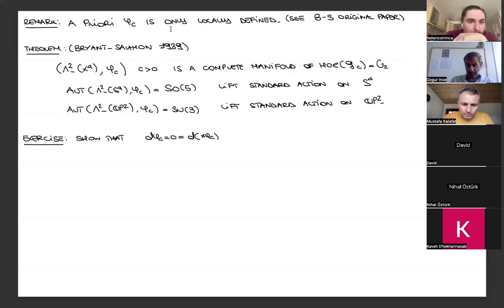So what Bryant and Salamon proved was that such a manifold is complete with holonomy G2, and the automorphism group is SO5 or SU3. And SO5 is just the lift of the standard action on S4, and SU3 is the lift of the standard action on CP2. So as an exercise, I do recommend you give it a go and prove that phi is a closed and co-closed three-form.